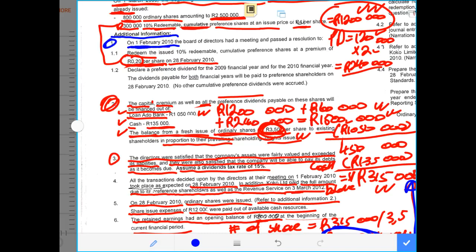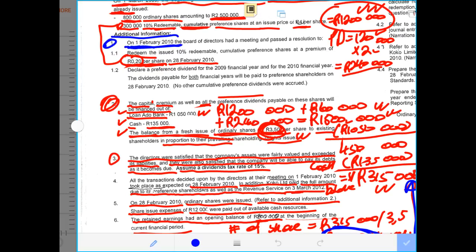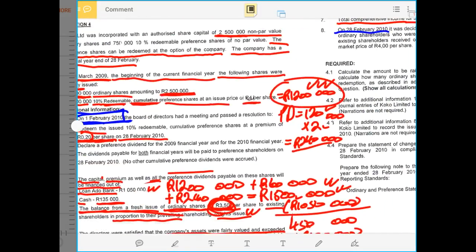Remember this is the 1st of February. And now in this case, when this entry took place, it was the 1st of February. Let us go and check under number 8.